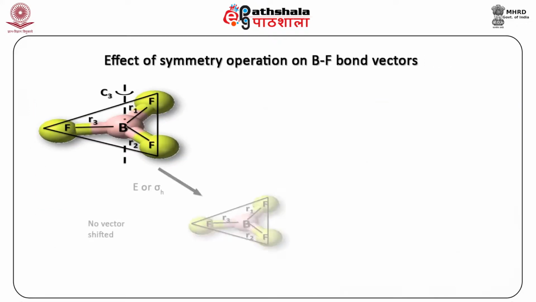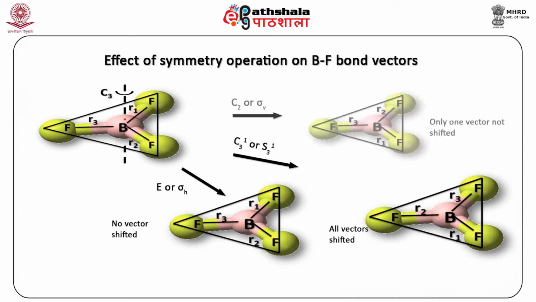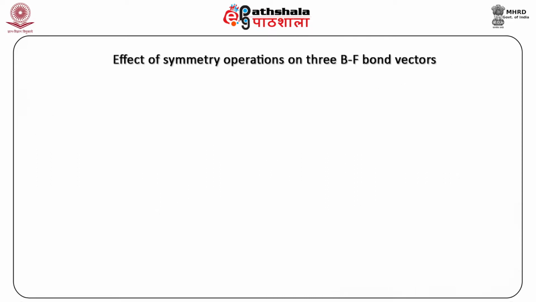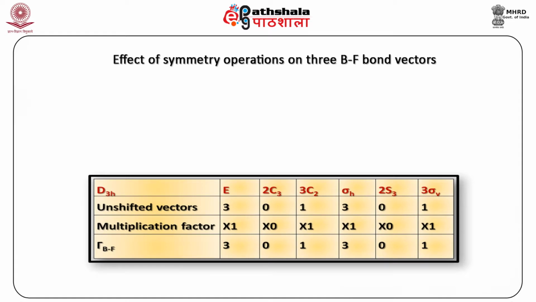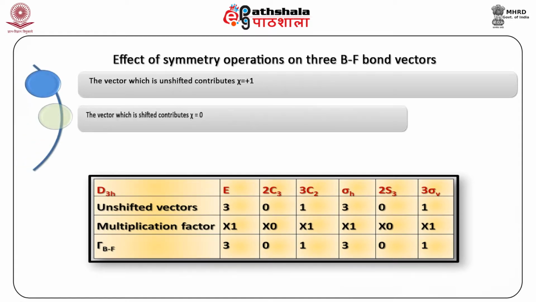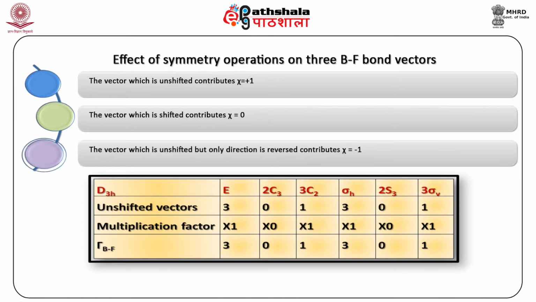Similarly, the effect of symmetry operations of the D3h point group on the 3 B-F bond vectors is as shown in the figure. Finally, the results of symmetry operations of the D3h point group on the B-F bond vectors are summarized in the table. The vector which is unshifted contributes character +1. The vector which is shifted contributes character 0. The vector which is unshifted but only its direction is reversed contributes character -1.